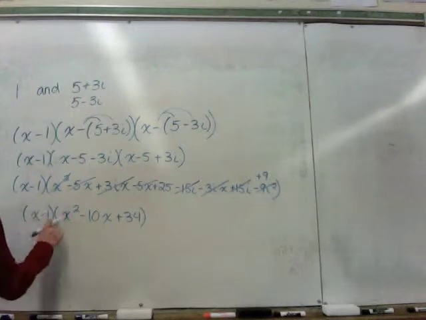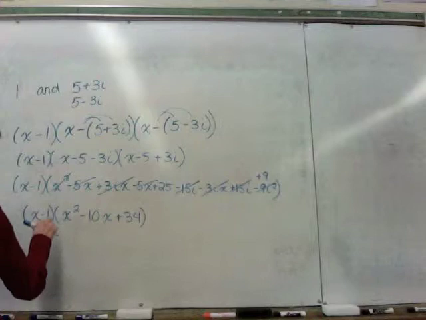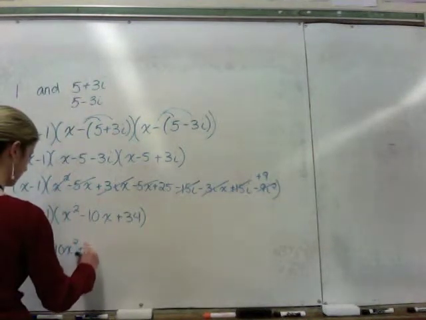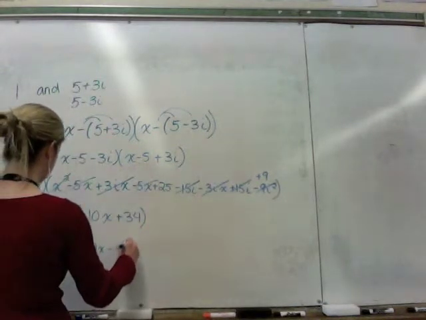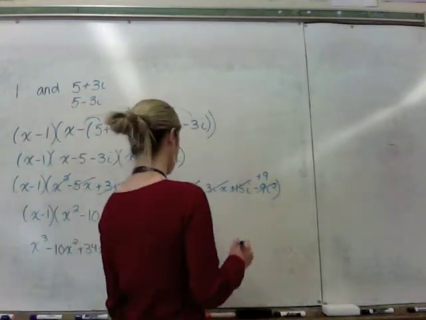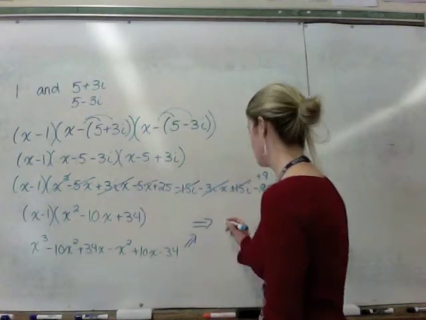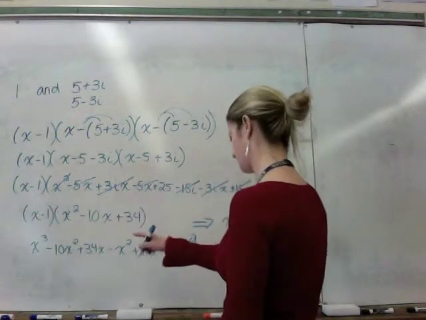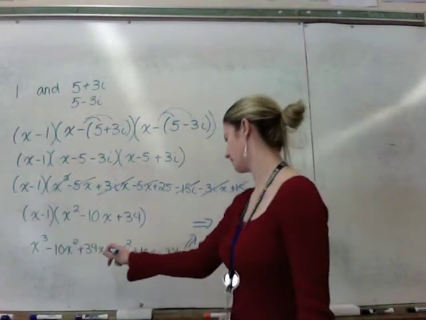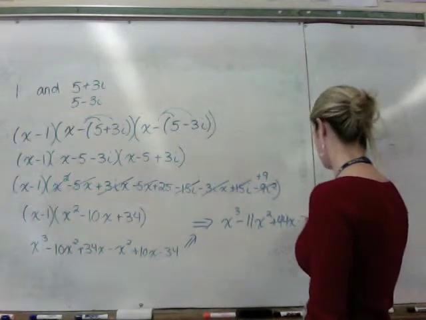So it equals x times x squared is x to the third. And then it's going to be minus 10x squared plus 34x minus x squared plus 10x minus 34. Okay, which is going to equal, let's draw little arrows here, x to the third, and then my x squared terms are minus 11x squared. So I've taken care of those. My x terms are plus 44x, and then minus 34.